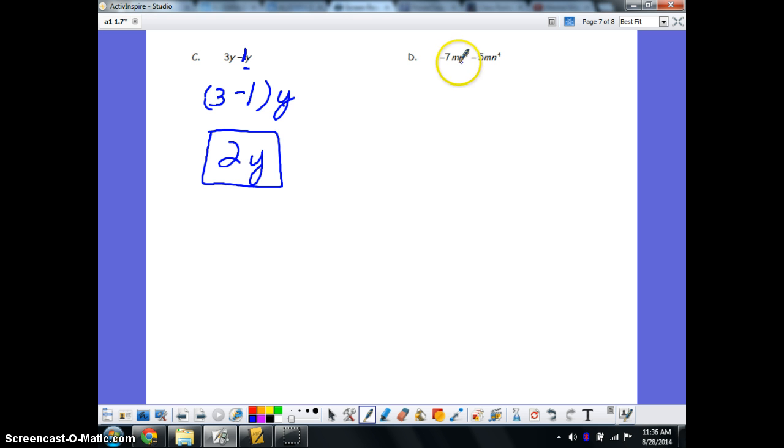Now in D, we start throwing more than one variable in there. And you'll notice that they both have m to the first and n to the fourth. So they are like terms. So then all we need to do is we've got negative 7 minus 5, which is negative 12. And then we keep the mn to the fourth. That's it. If you want to take a quick look with the distributive property, if we set that mn to the fourth outside, then we've got negative 7 minus 5 inside. So that's how we get the negative 12mn to the fourth.